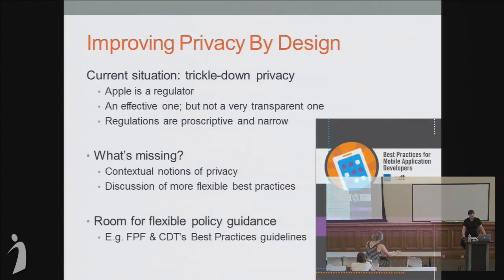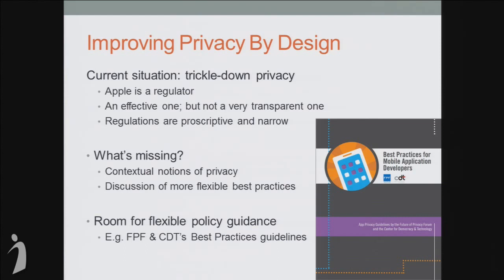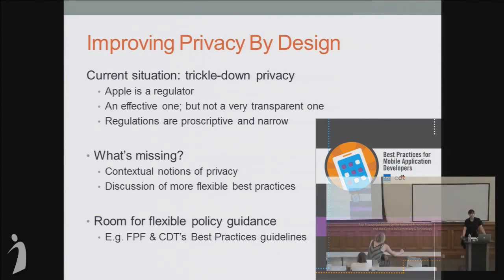The current situation in the iOS ecosystem is what I would describe as trickle-down privacy. Apple is a regulator in this space. It's very clear. They are a very effective regulator in this space. Developers are paying a lot of attention to what they think. But they're not a very transparent regulator. Regulations are fairly prescriptive and narrow. They focus on notice and consent. And it's no surprise that notice and consent is the primary definition of privacy, because that is how Apple has defined privacy for these developers.